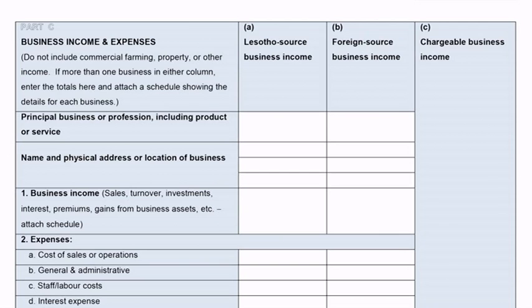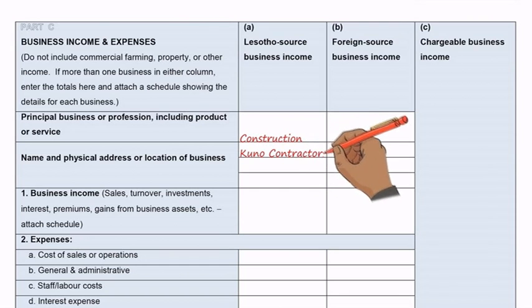Fill in the principle of the business or the nature of the business. In this example, we have a construction business. Fill in the name and the physical address of the construction business.